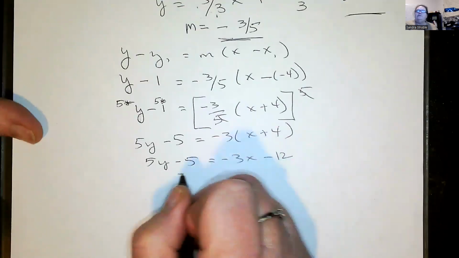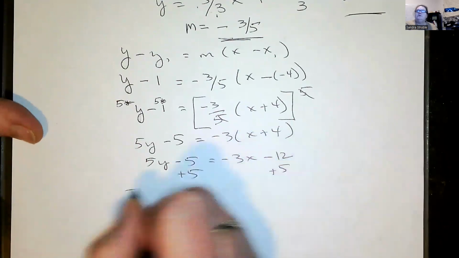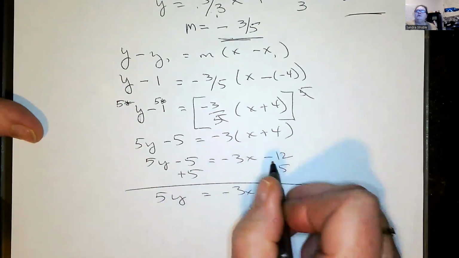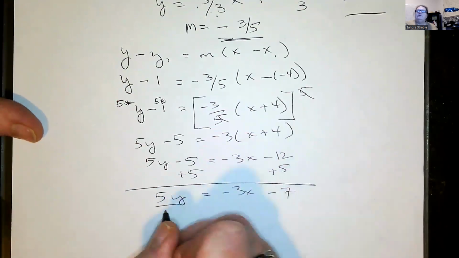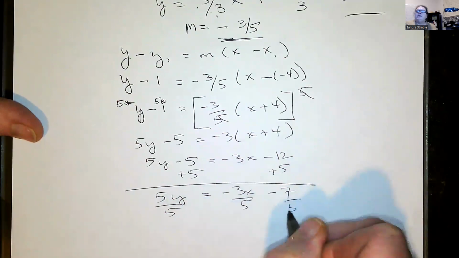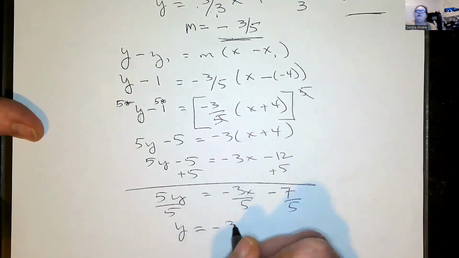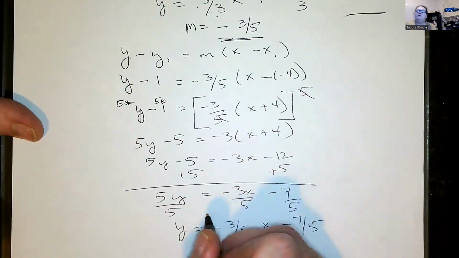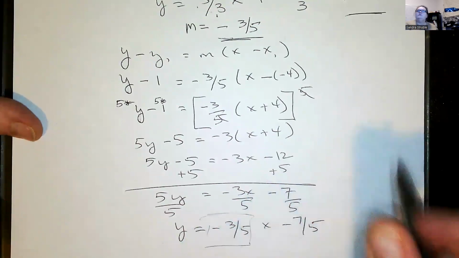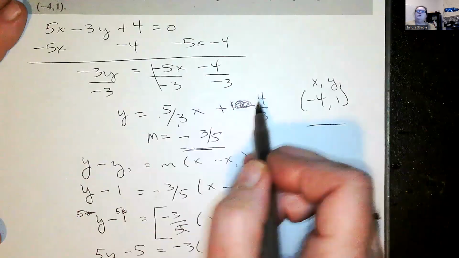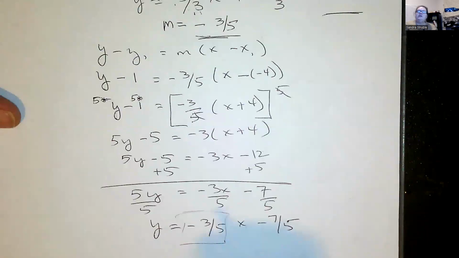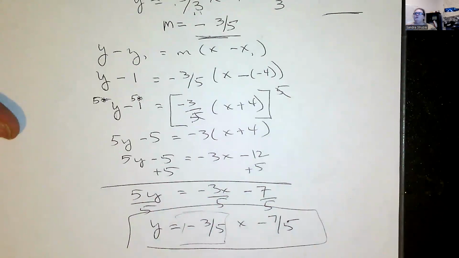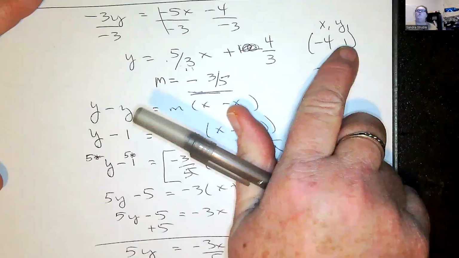Solving for y, I'm going to add 5 to both sides. And I get 5y is equal to negative 3x minus 7. Divide everything by 5. And y equals negative 3/5 x minus 7/5. Let's make sure that this slope right here is the negative reciprocal of the one that we found, which was 5/3. It should be negative 3/5. It is. So this is our new line that is perpendicular to the one that was given us through the point negative 4, 1.